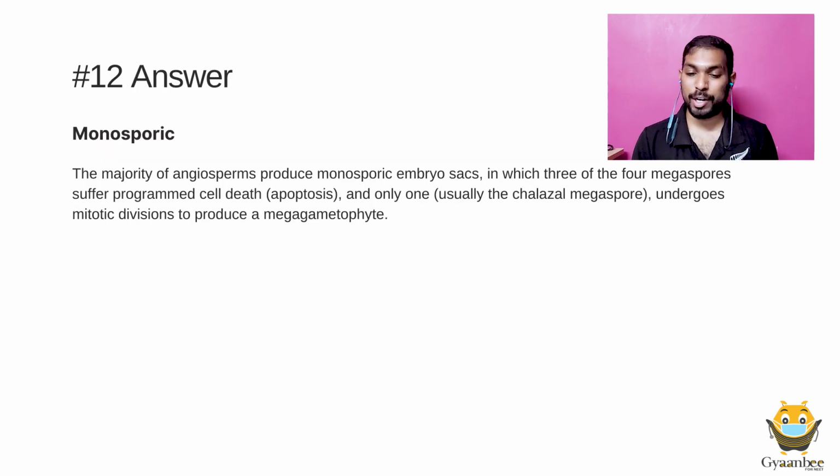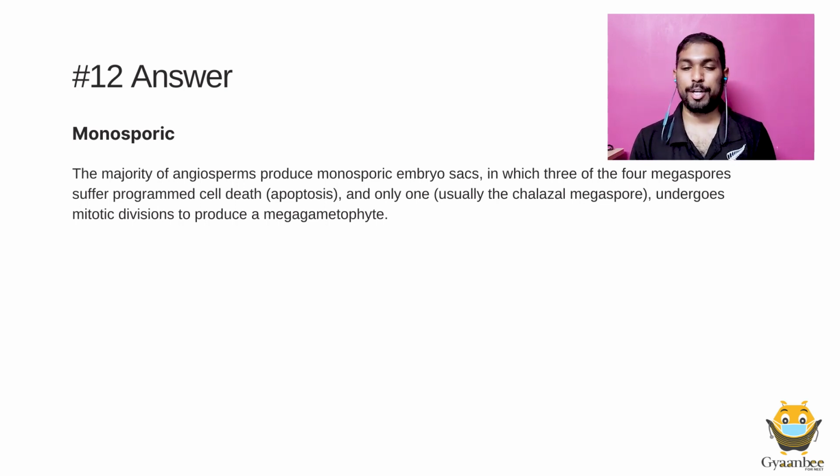So, in fact, the majority of angiosperms produce monosporic embryo sacs in which three of the four megaspores suffer programmed death, which is basically apoptosis, and only one, which is usually the chalazal megaspore, undergoes mitotic divisions to produce a megagametophyte. Okay, so in majority of angiosperms, embryo sac is in fact monosporic. That's the answer I was looking for.